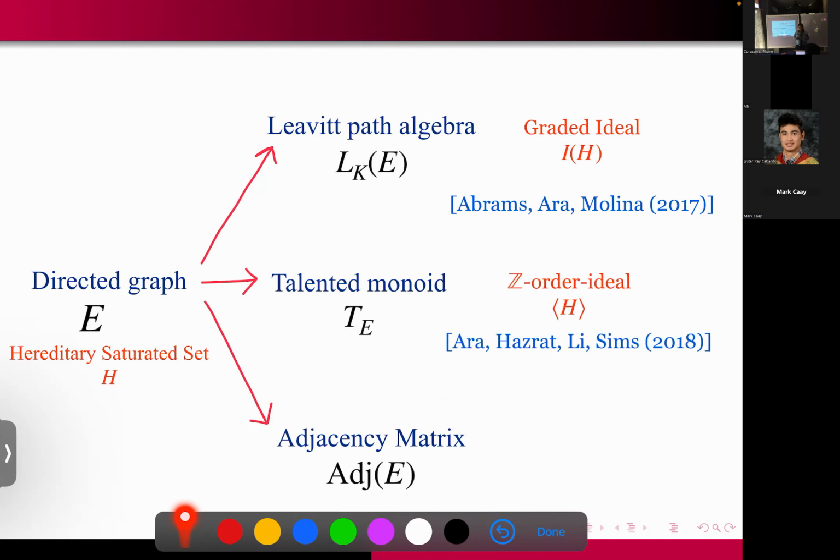On the other hand, if we take all of your Z-order ideals in your talented monoid, they are also generated by some hereditary saturated sets. So I'm not defining these terms yet. And this happened in 2017 and 2018. And in 2022, just last year, me and Dr. Bok formulated a similar point of view, but in the adjacency matrix point of view this time. And we called it hereditary saturated submatrix. I think I have seen hereditary matrix before, but this is different to that matrix, and we will define it later.